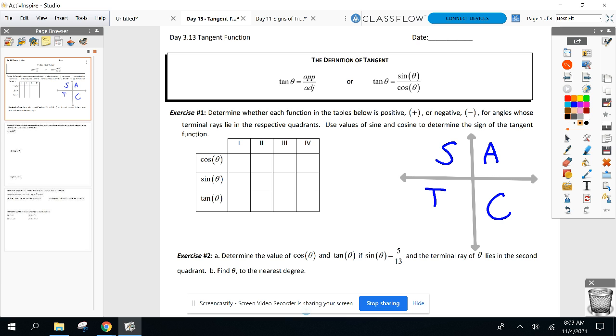Cosine, what about in the first quadrant, positive or negative? Positive, everything's positive. Is cosine positive or negative in the second? Here we go, in the third and in the fourth. There you go. So can you guys fill out sine and tangent for me now? Fill out sine and tangent.